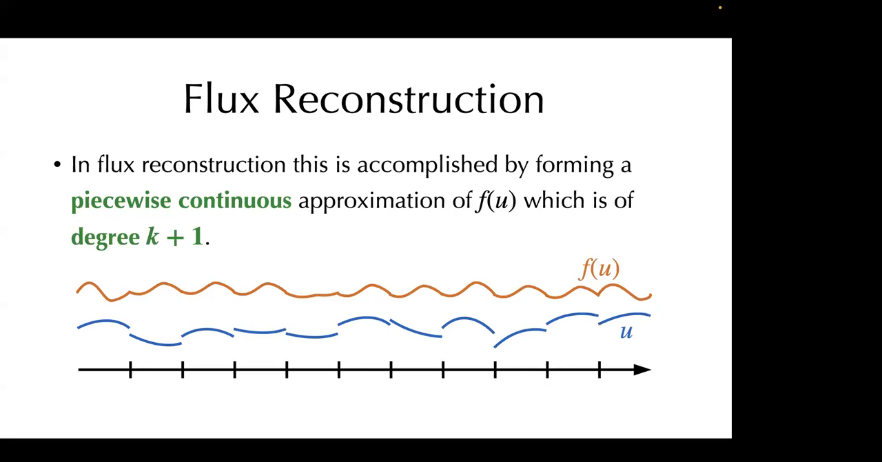Now, in flux reconstruction, the way that we do this is we form a piecewise continuous approximation of our flux, which is of degree k plus 1. I'm showing this here in orange on the slide. This is going to be 1 degree higher than our solution polynomial.